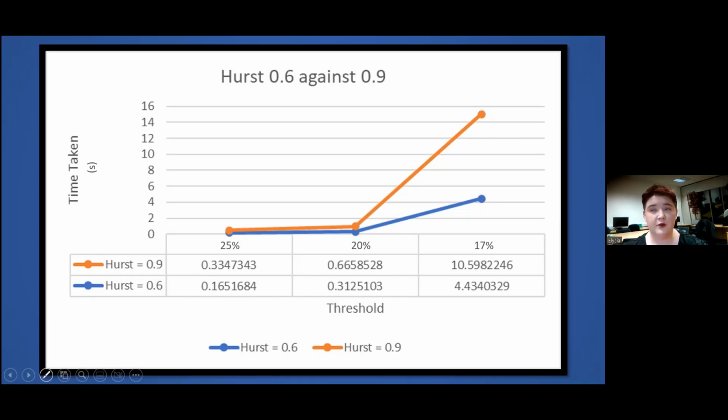Here we see a graph of 0.6 against 0.9, which shows the time taken for 3 different threshold values: 17%, 20%, and 25%. This means that if the program found the bed data to have a difference above those threshold values, it would start again. Clearly, it shows the Hurst parameter of 0.9 taking a lot longer than the Hurst parameter of 0.6. However, at thresholds this large, the runtime is fairly short anyway.